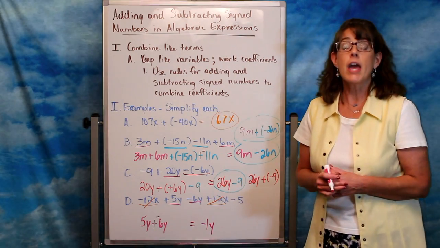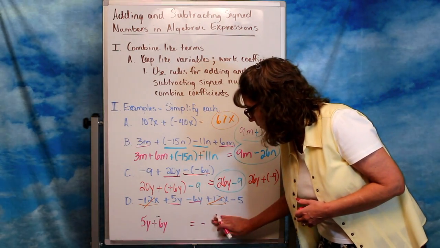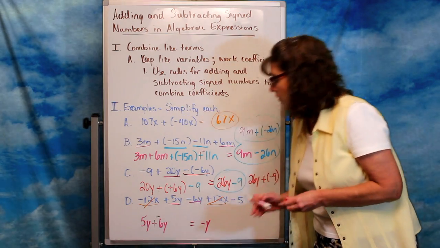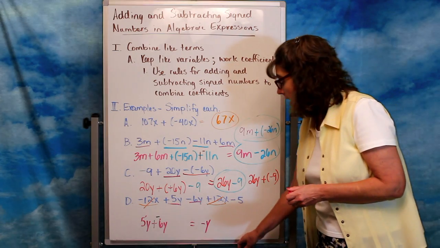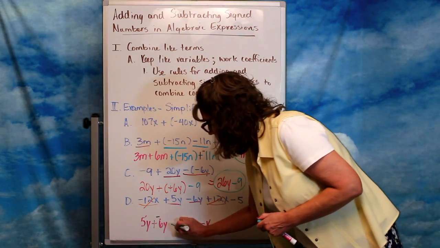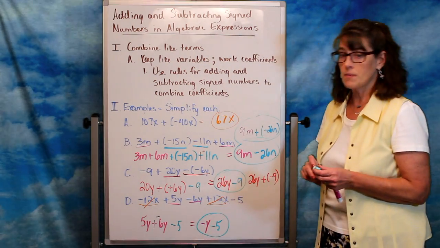as my answer. And you know that you don't need to show the 1, so I can leave that out and just call it a negative y. Now, don't forget, I'm not done combining all my like terms. Aha, this negative 5 here won't combine with anything. So I'm just going to carry it down, and there it is.